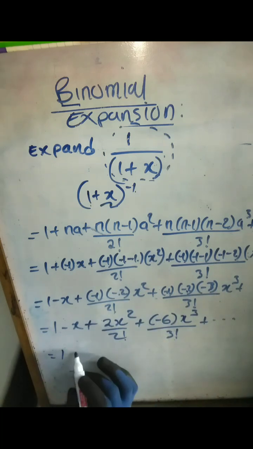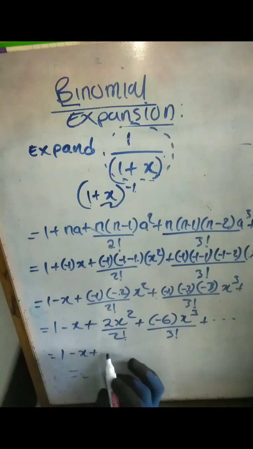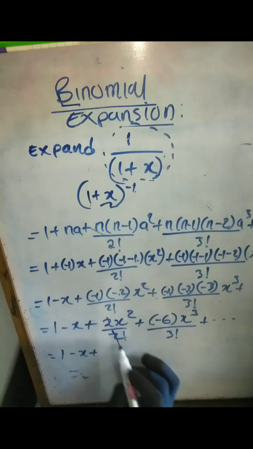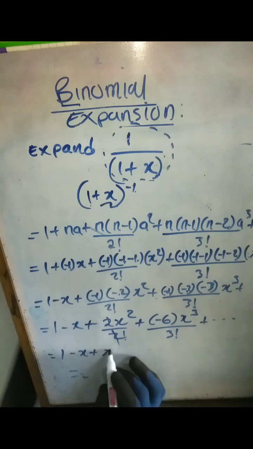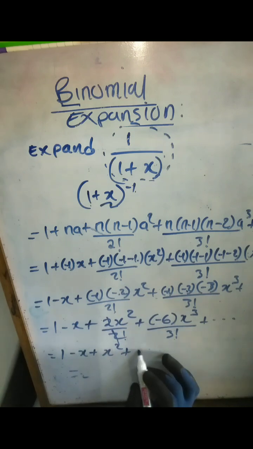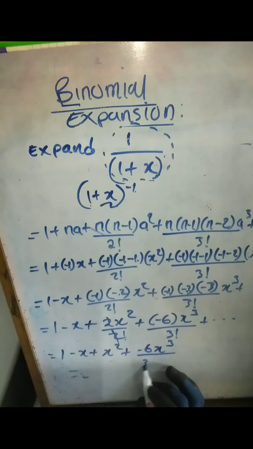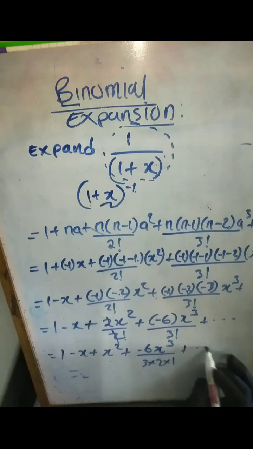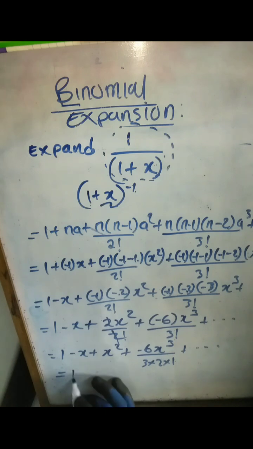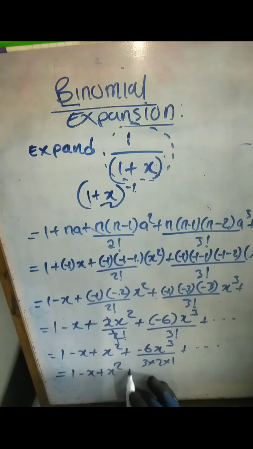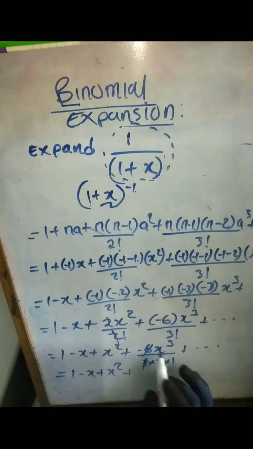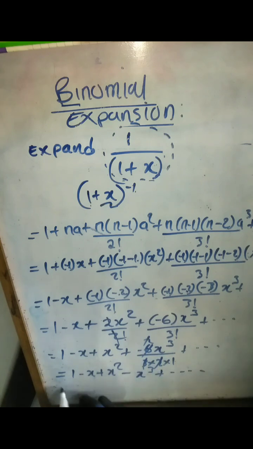So you can now say 1 minus x, then the 2 factorial will just cancel with the 2, because 2 factorial is 2 times 1, so it just means plus x squared. Then negative 6, x to the power 3 over 3 times 2 times 1, plus and so on. So our value now becomes 1 minus x plus x squared, and 3 times 2 times 1 cancels with the 6, so we have minus x to the power 3, plus and so on. So that's our expansion.